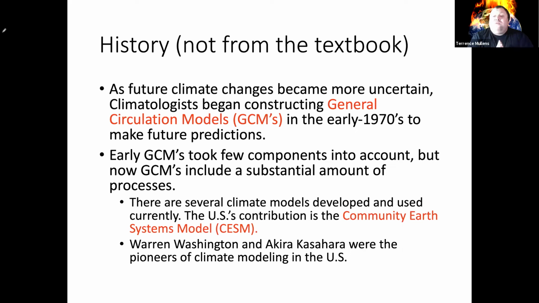For climate, we use what are called general circulation models, or GCMs. Basically, what they do is they take all of the different processes that affect Earth's climate and they distill them down into a series of equations that can make predictions for the future. Now, very, very early climate models, models that were created in the 1970s, were extremely crude. I don't mean like raunchy, gross, or offensive. I mean, they took very few things into account.